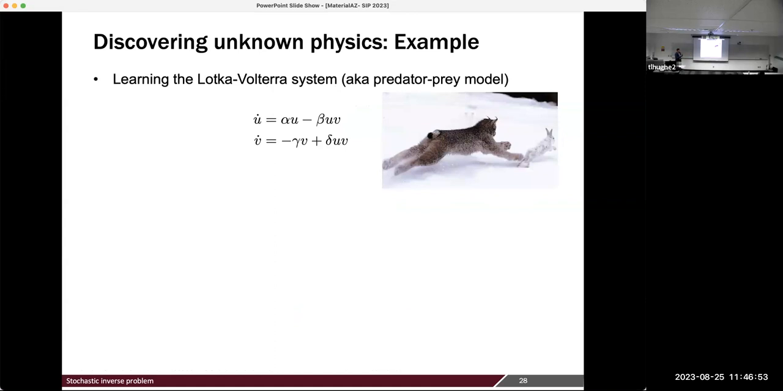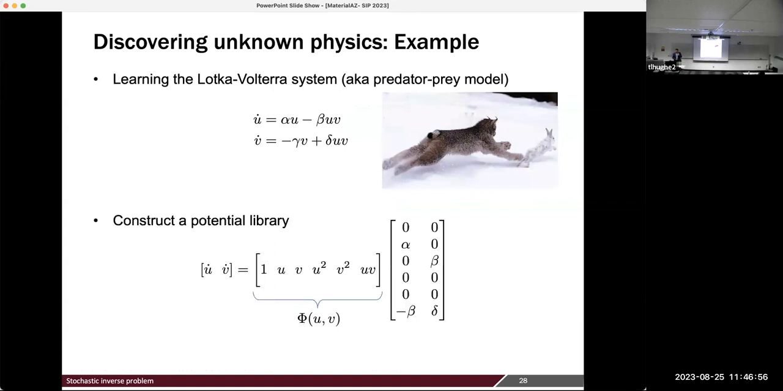This is a known differential equation. I can transform this into a slightly different form where U dot and V dot are equal to a library of physics. So if I don't know the true physics, I don't know that U dot depends on U and UV, right? What I can do is say that these are all possible potential terms it can depend on. And if I know the coefficients, as written here, and you solve this, you'll get the same differential equation.